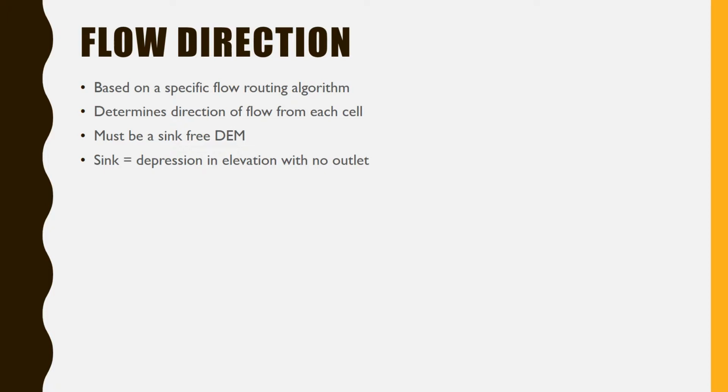So we have to fill these points, because the fundamental premise of flow accumulation and flow direction is that every cell in the digital elevation model drains to somewhere. And so that's what we do. A sink is a depression in elevation with no outlet, and so we have to fill the sinks and basically raise them up till they reach an elevation where they are no longer lower than all their surrounding cells. And then we can proceed with hydrology analysis.